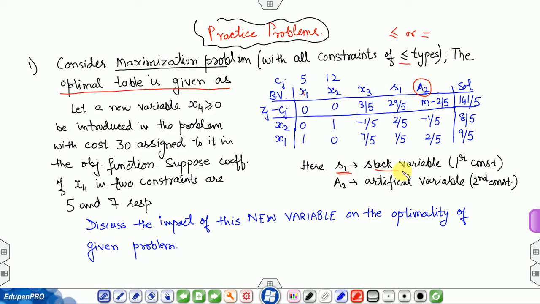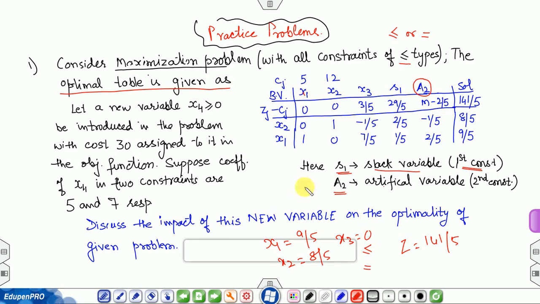S1 is the slack variable in the first constraint. A2 is the artificial variable in the second constraint. That means the first constraint is the less than sign, and the second constraint is the equality sign. There are three variables x1, x2 and x3, and s1, a2. This is the optimal table because Zj minus Cj is greater than 0. From this table, x1 is 9 by 5, x2 is 8 by 5, x3 is 0, and the value of Z is 141 by 5.